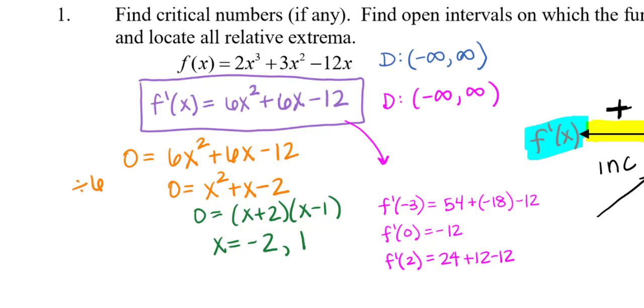Our relative max, we could say at x equals -2, and I'll show you why here. Or I can say the point -2 comma something.